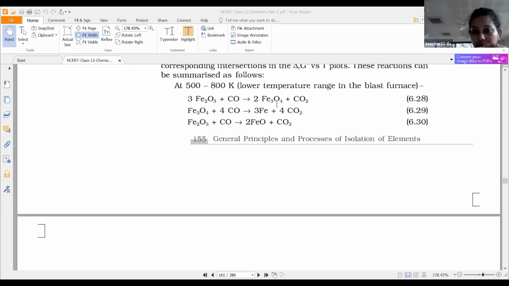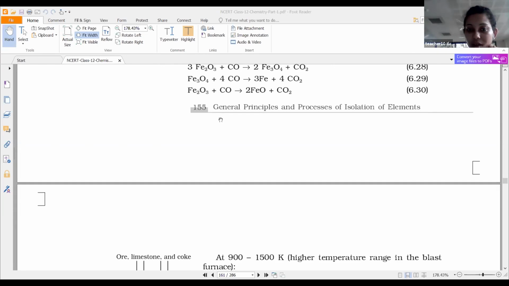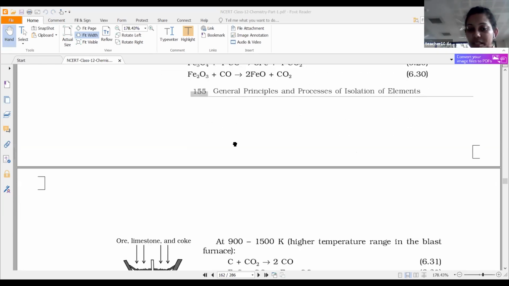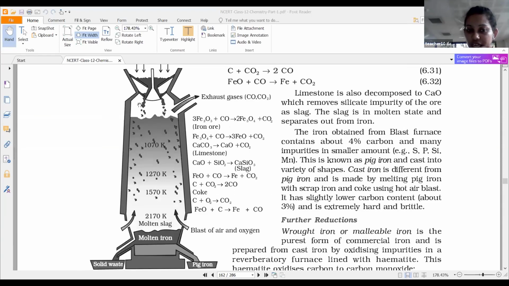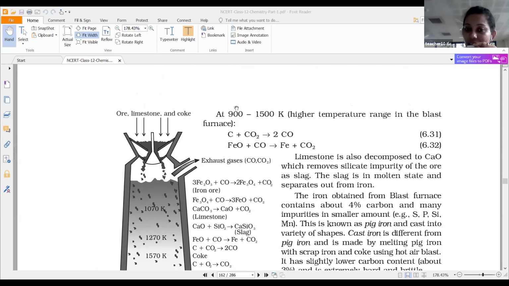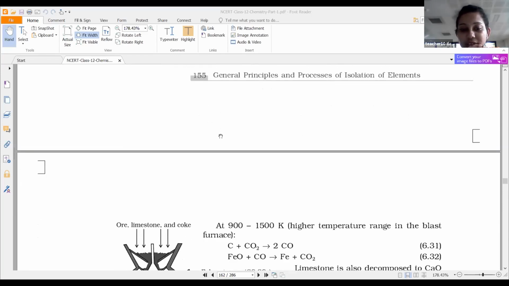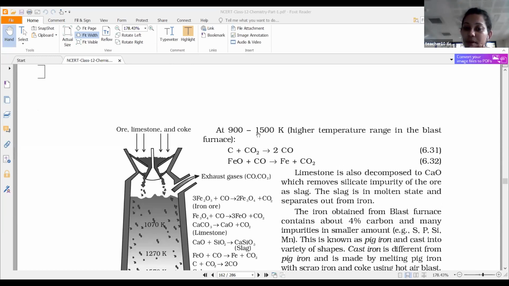Now students will go to higher temperature. So 500 to 800 Kelvin, this is the reaction which takes place here. Up to 1073 I can observe this type of reaction, because carbon monoxide can be used as a reducing agent there. Then what happens?